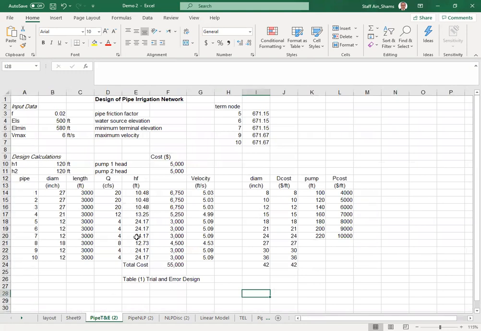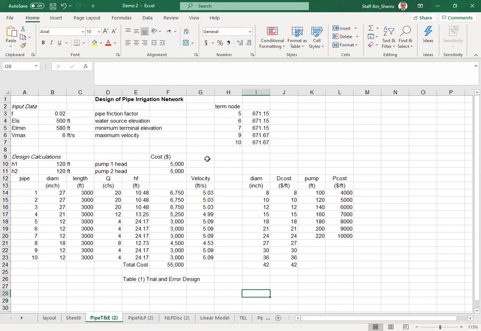We try here a trial and error method of design by dividing the spreadsheet into sections, one for input data to define the pipe friction factor, the water source elevation, the minimum terminal elevation, and the maximum velocity, which is 6 feet per second. Then we have a section here to calculate the terminal node pressure, starting from the source and going through the two pumps until we reach the nodes 5, 6, 7, 9, and 10.